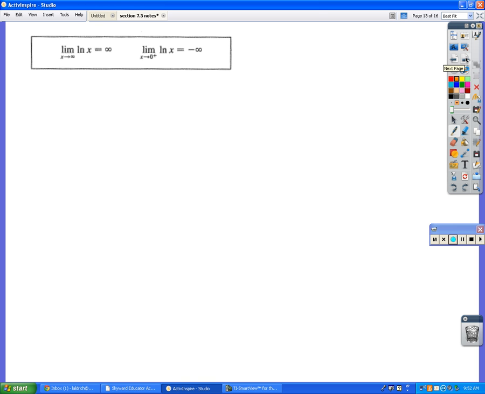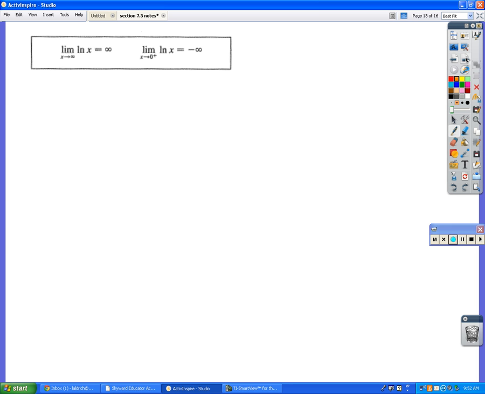All right, since the natural log is also a log function, it just has a different base, the limits that were true about the log functions also apply to the natural log functions. The limit as x approaches infinity of the natural log of x is also infinity.